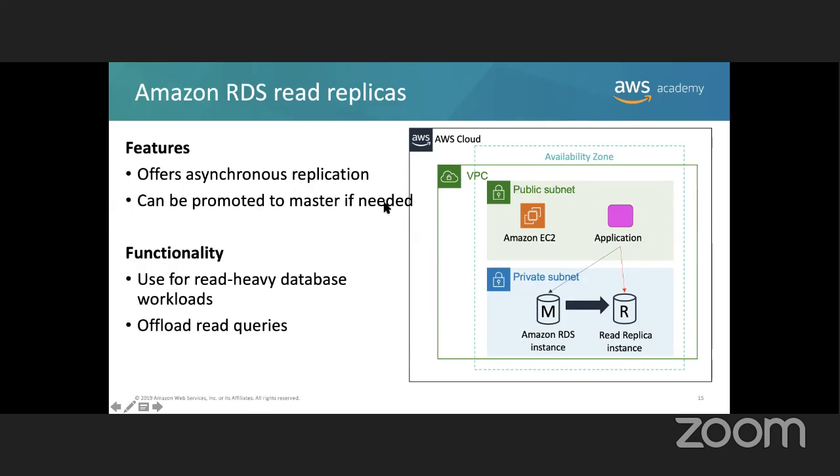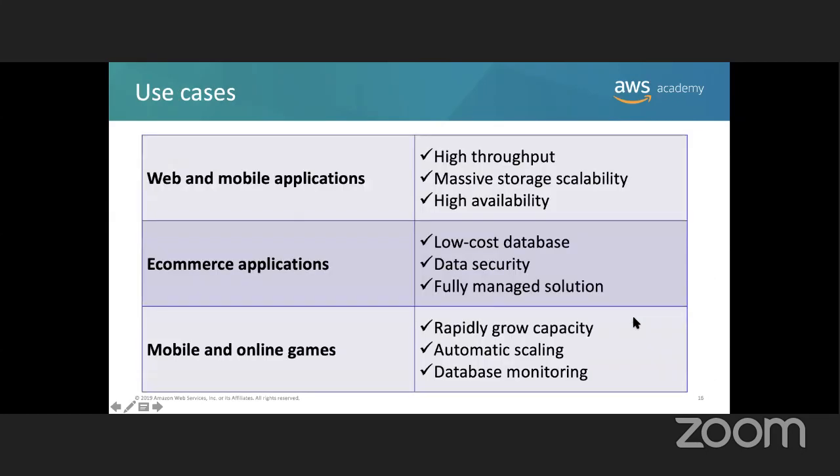It can be promoted to a master if you need. It's used for read-heavy database workloads and to offload read queries. This is only for reads. You don't receive writes in this one. That's why it's called a read replica. It's not a write replica. You can promote it to a master if you want to, but in the meantime, there's only one master, and you have read replicas to improve the performance of your database.